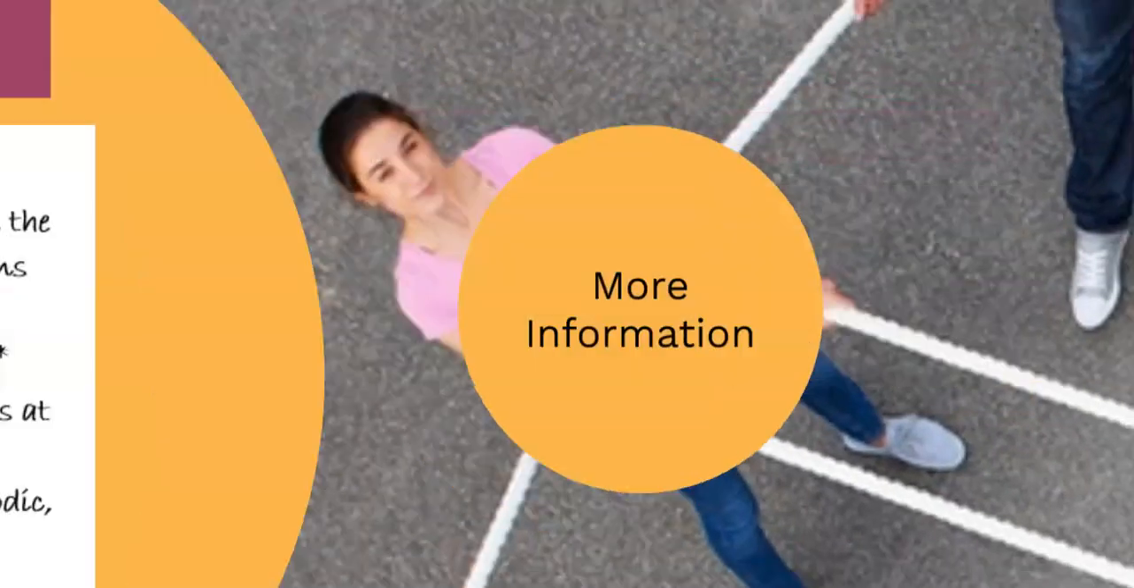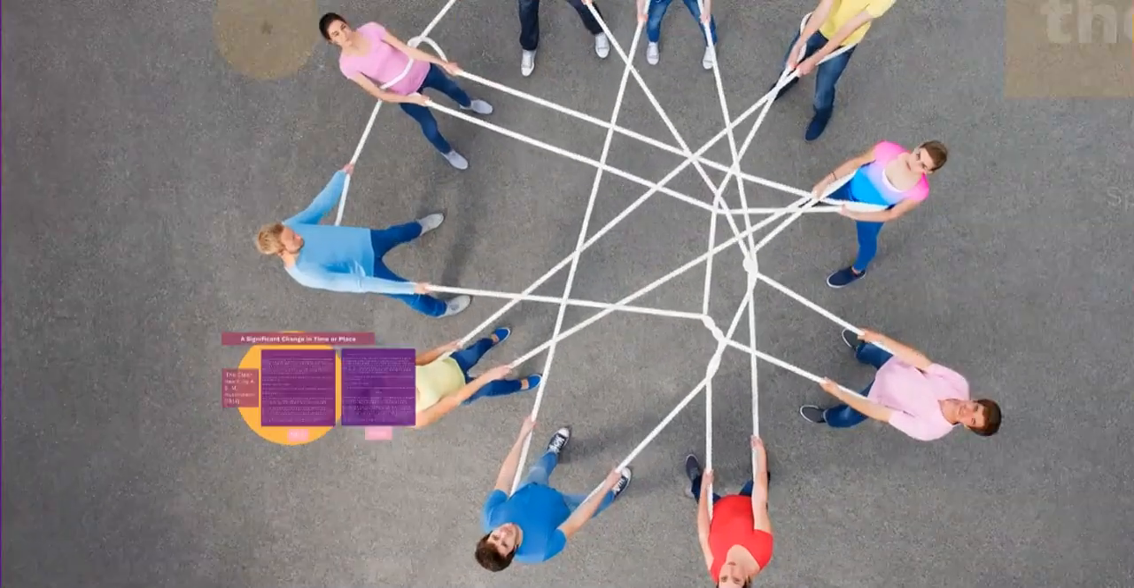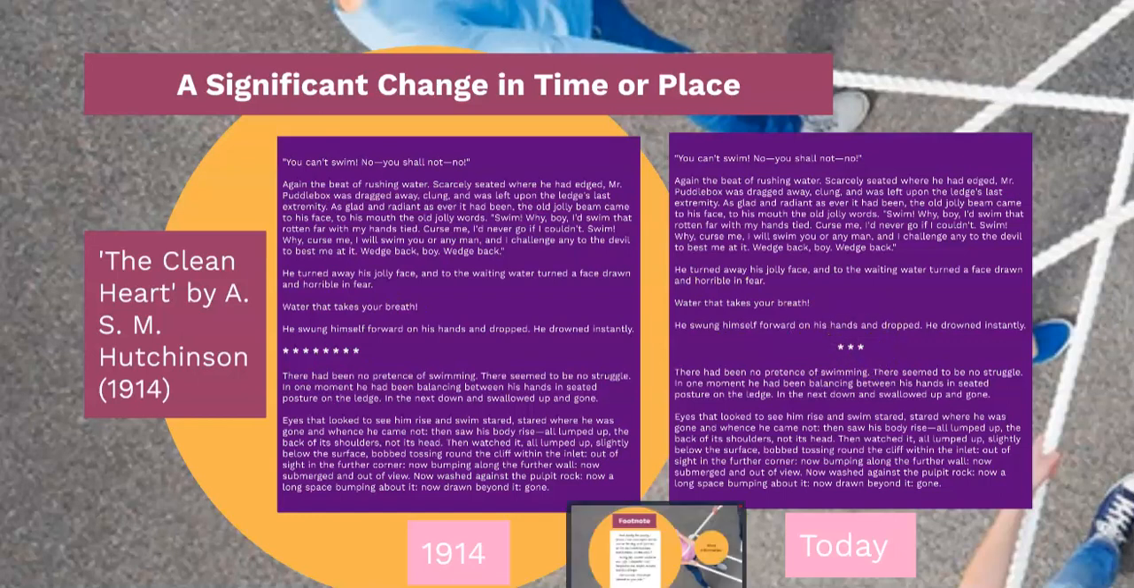You might also see asterisks used in fiction to show a significant change in place or time. For example, in this story we have a lot of asterisks which are left aligned. Now, this was published in 1914. The reason I've included this is so that you can see how punctuation rules do evolve and do change. Nowadays we're more likely to have 3 asterisks which are in the centre of the page.